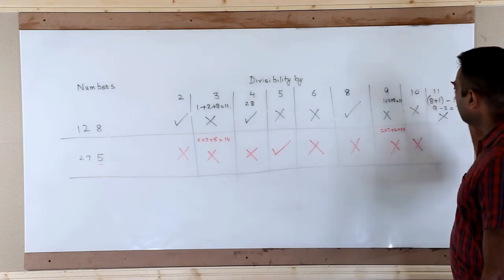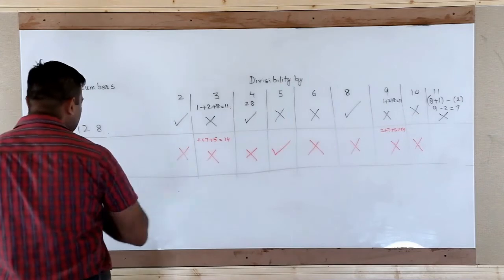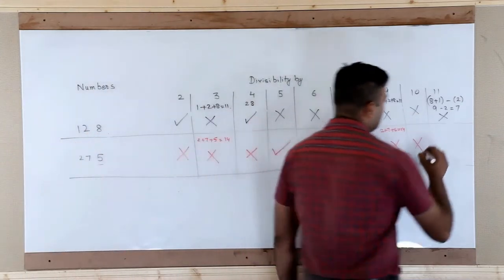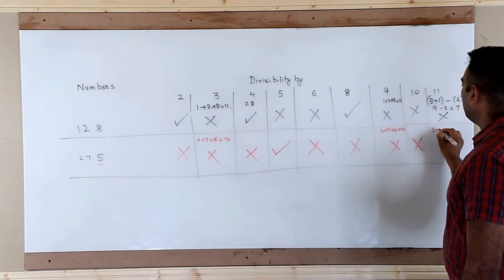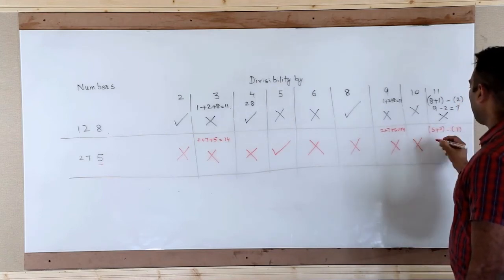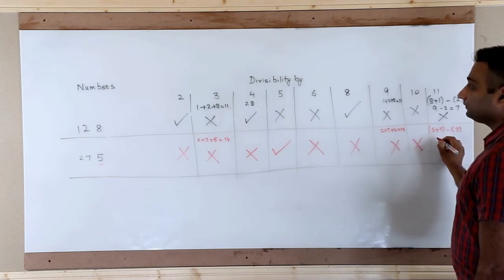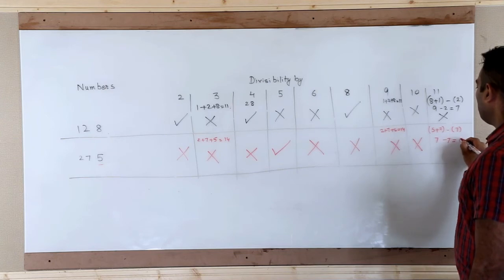Now, to check the divisibility of the number by 11, we just have to add the numbers at the odd places from the right, which is 5 plus 2, and subtract the number at the even place from that, which is equal to 7 minus 7, which is equal to 0.